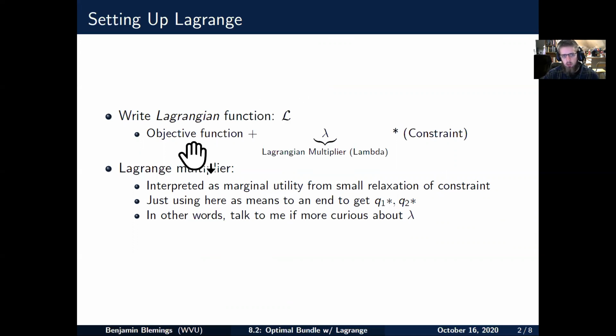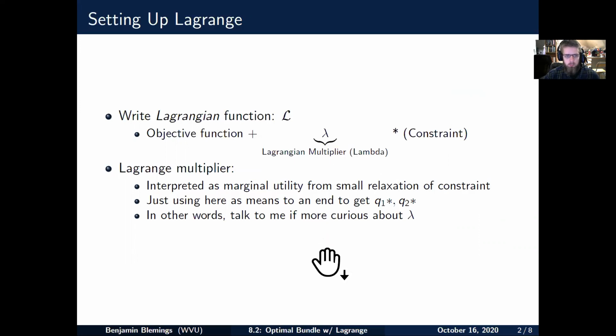The first one is the objective function, so that's the utility you're trying to maximize. The second one is the constraint, what you're optimizing subject to. In our utility maximization example, this is the budget constraint. And then the third ingredient, which you haven't seen so far, is the Lagrange multiplier, lambda.